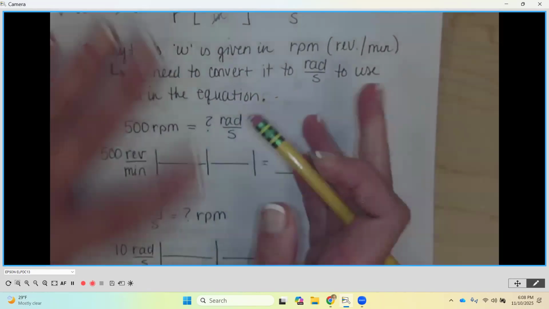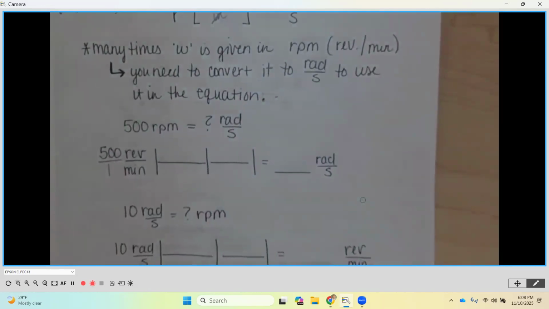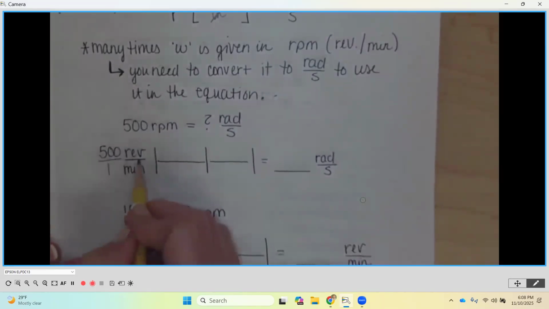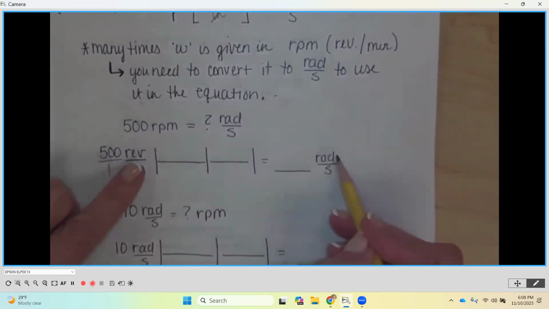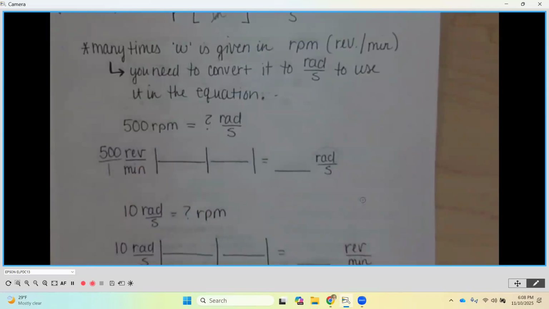Now with that, we also have 500 over 1, if you would. And if you think about it, it's 500 revolutions per 1 minute. Okay. That's what we really have. But we usually don't put the 1 in the front here, but it is. So 500 revolutions, I like to say, are on the top, minutes are on the bottom. So if I want to get this to be radians on the top, that means I have to get my revolutions into radians.